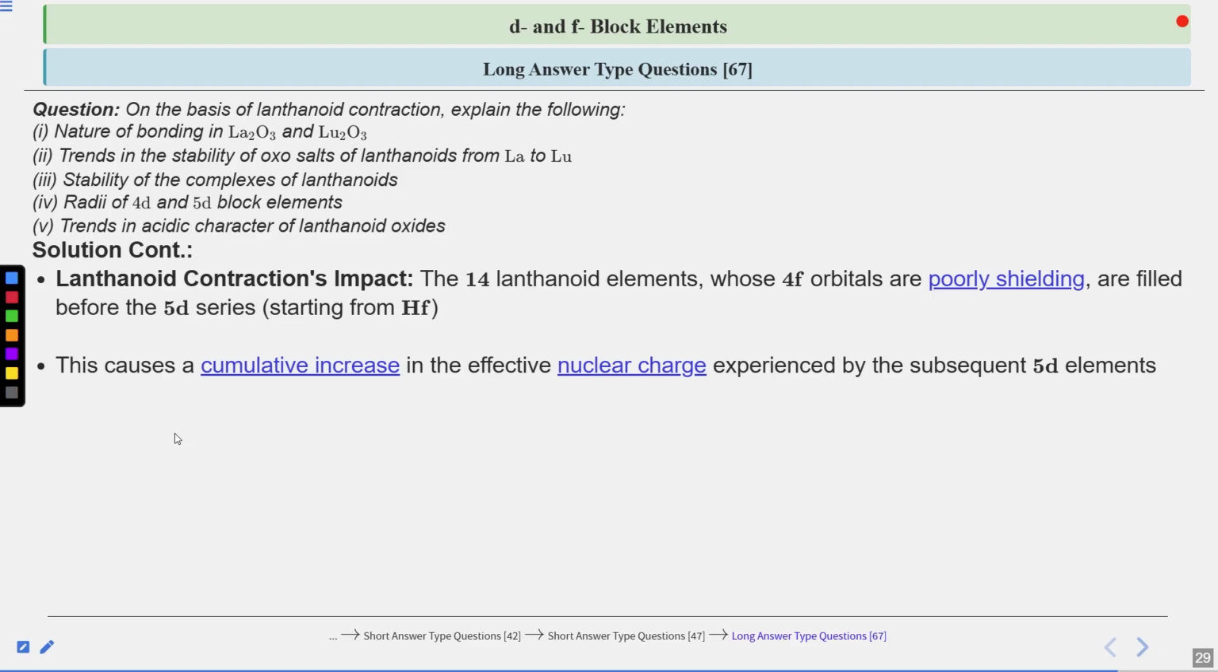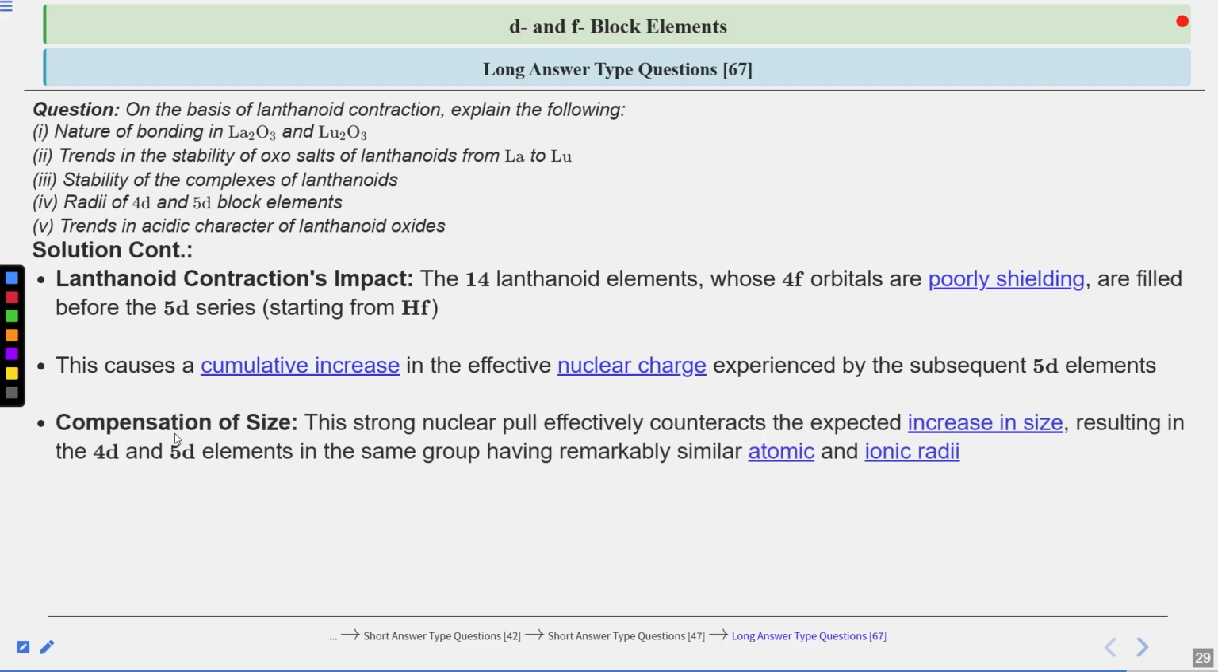This filling of electrons is going to cause a cumulative increase in effective nuclear charge. The nuclear charge is effectively increased, and this is experienced by the subsequent 5D elements. This nuclear charge increase is experienced by the 5D elements.